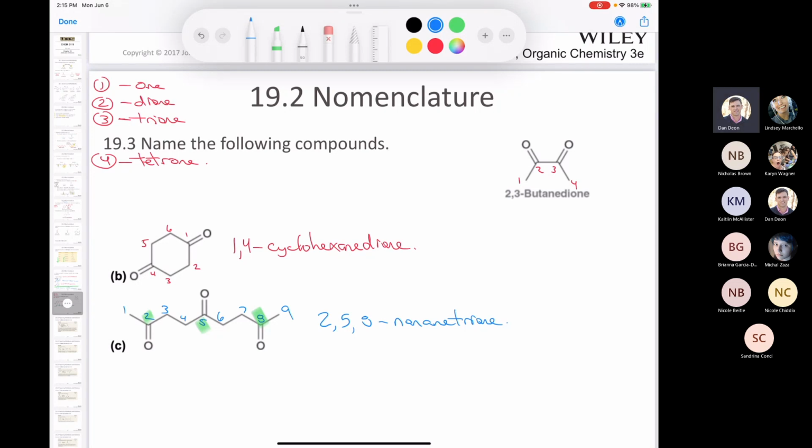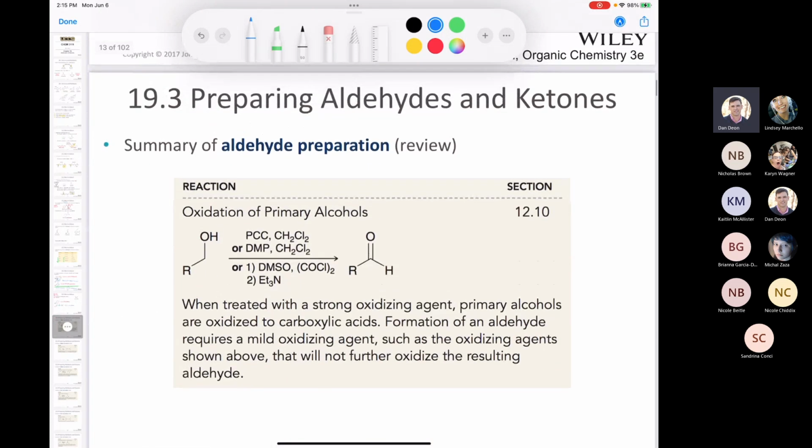All right. Here we go. So that covers nomenclature. And the next section is just a review of ways that you already learned how to make aldehydes and ketones. So let's just review them, and then we'll be on to something new.